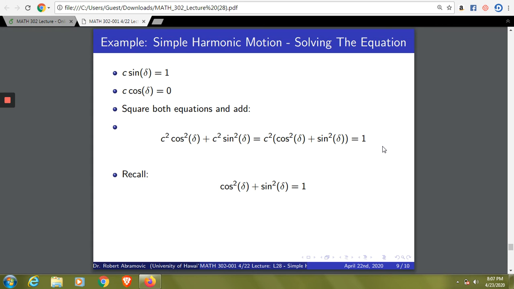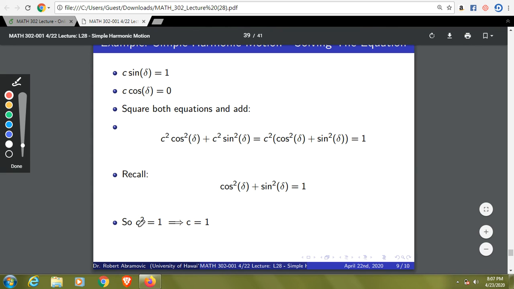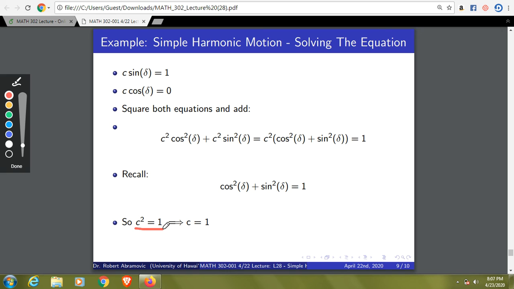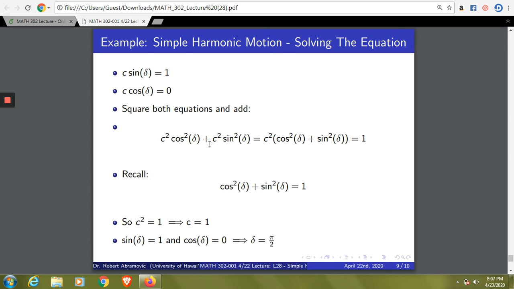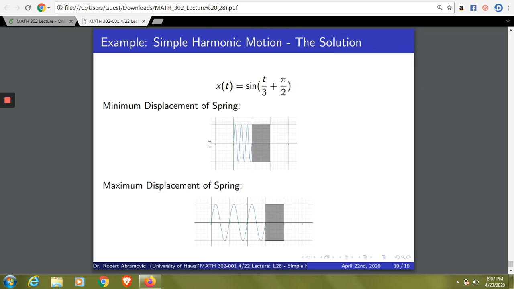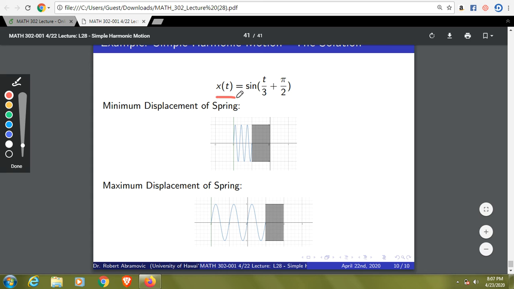Remember, cosine squared plus sine squared is 1, so we get c squared is 1. Remember, c is positive, so the only solution is going to be 1. The solution is technically c squared being 1, or c plus or minus 1, but because c is positive, we just get positive 1. Sine of delta is 1, cosine of delta is 0. What does that mean? That means delta is pi over 2. So what's our solution? C is 1, so 1 times sine of (t over 3 plus pi over 2). Voila.